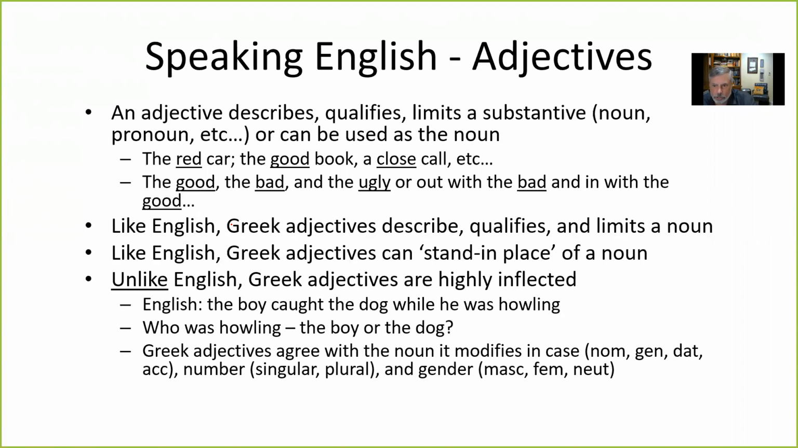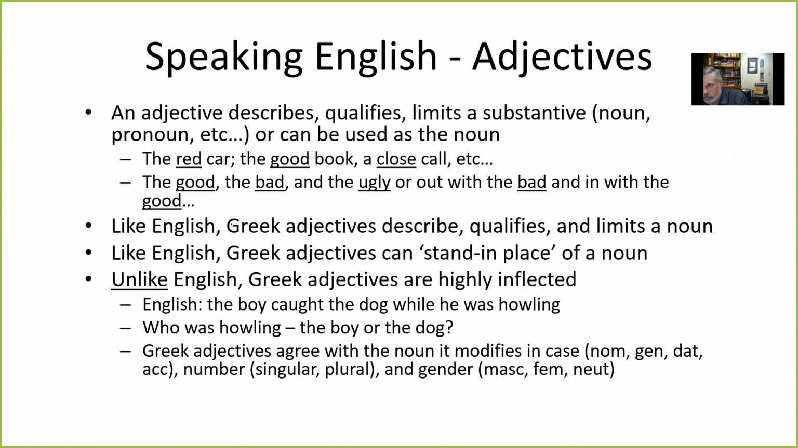In Greek, though, it's much easier. You don't have to figure that out. The adjective will agree with the noun it modifies. It's going to agree in its case. That is, it's either going to be nominative, genitive, dative, or accusative. It's going to agree in its number. It's going to be singular or plural. And it's going to agree with its gender. It's masculine, feminine, neuter. So if the noun is nominative, the adjective that's modifying it will be nominative.